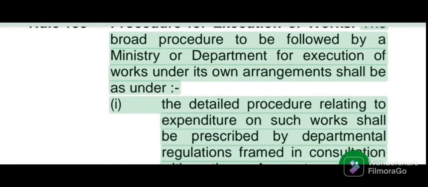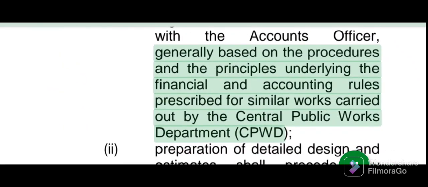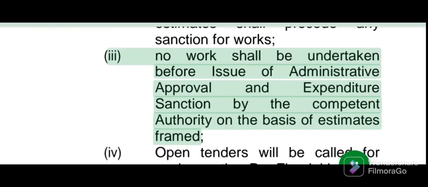The broad procedure to be followed by a ministry or department for execution of works under its own arrangements shall be as under: I. The detailed procedure relating to expenditure on such works shall be prescribed by departmental regulations framed in consultation with the accounts officer, generally based on the procedures and the principles underlying the financial and accounting rules prescribed for similar works carried out by the Central Public Works Department (CPWD). II. Preparation of detailed design and estimates shall precede any sanction for works. III. No work shall be undertaken before issue of administrative approval and expenditure sanctioned by the competent authority on the basis of estimates framed.